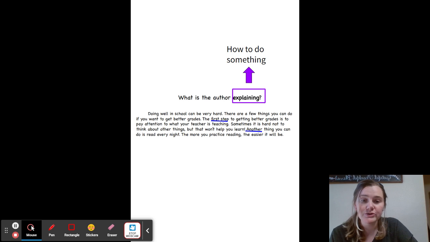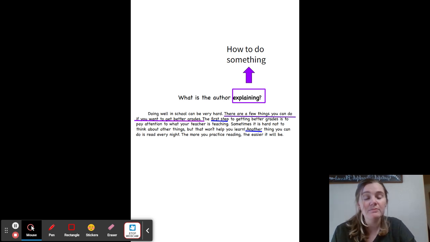Then I would ask the students, what do you think the author is trying to explain to us? What steps are they giving us, or how are they trying to help us? And I would point their attention to the second sentence, which says there are a few things you can do if you want to get better grades.